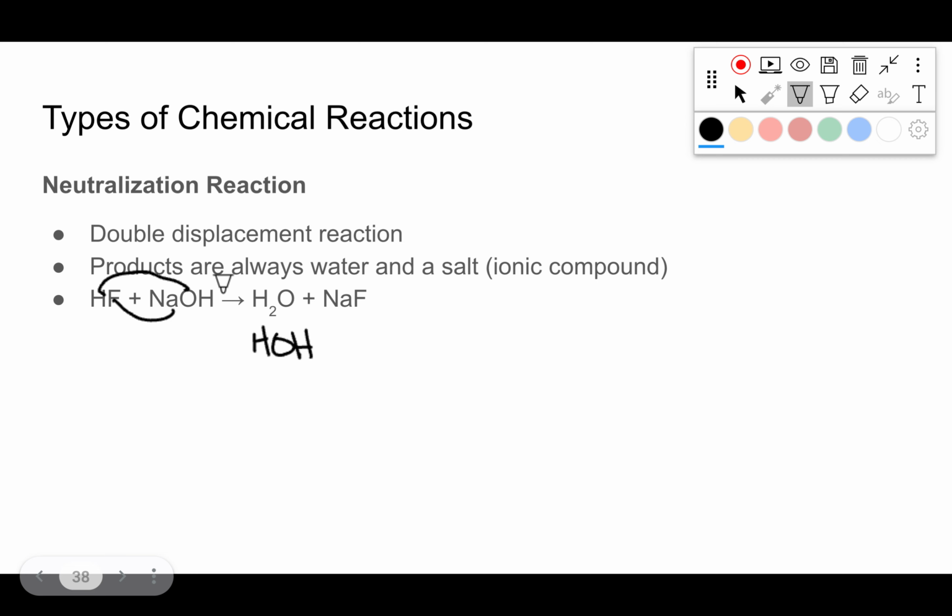And then your other 2 ions are going to bond. So you have Na bonds with F. Again, Na is a positive 1, F is a negative 1, so you just end up with NaF, and that is what we call a salt, which is an ionic compound.